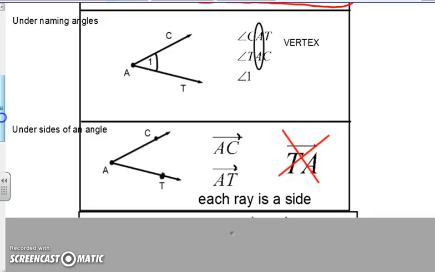Oh, is this still the same tab thing? No, this is underneath the sides of an angle tab. Oh, it's sides of an angle.